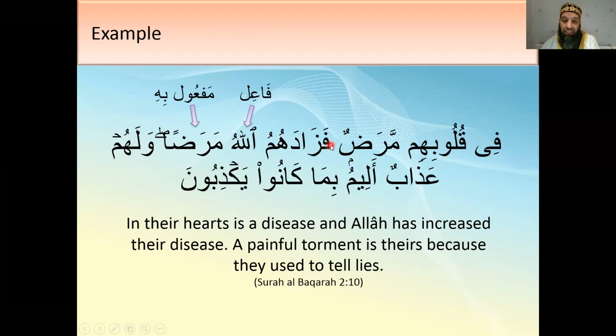Fazada. Fa means so. Zada is like the Urdu word ziyada. What does ziyada mean? Increase. Very much. So fazada, so he increased. It's a root word. Fazada, so he increased hum, them. Fazada hum, he increased them. Who increased them? Let's look for a marfu word. Allah is marfu. So that means Allah increased them.